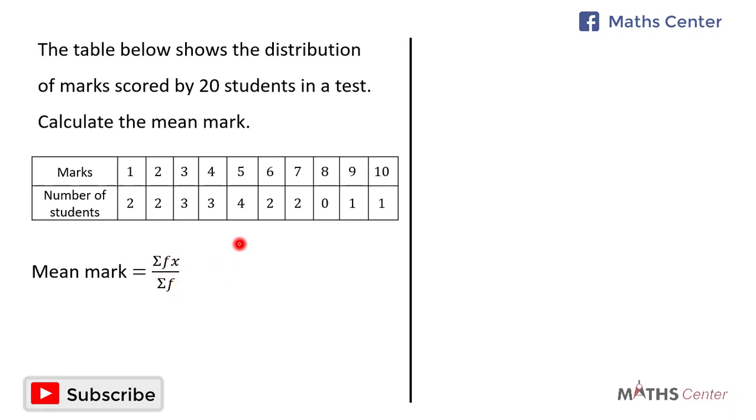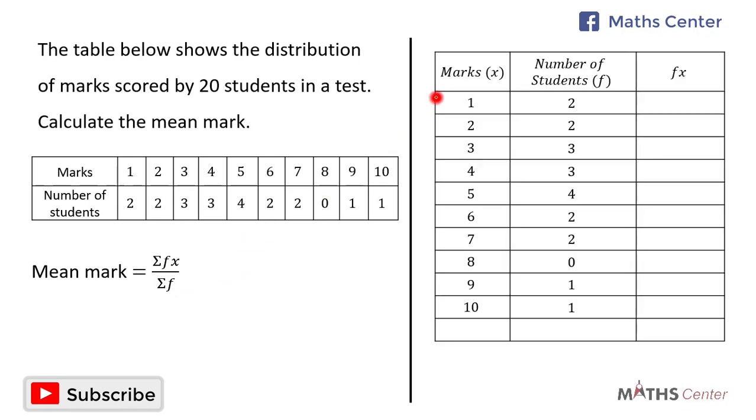Let's start. I'll draw a 3-column table. The marks in the first column, the marks are the x values, and the number of students in the second column, the number of students will be the f values. The third column will contain the fx values.